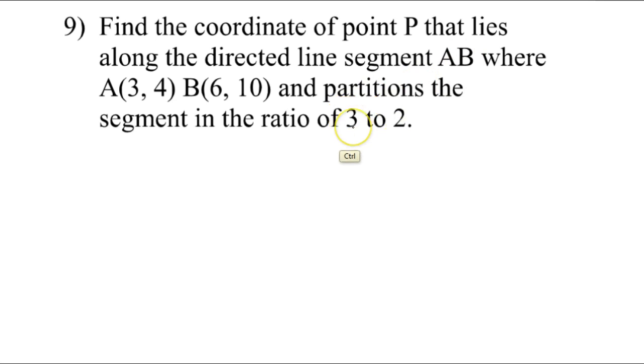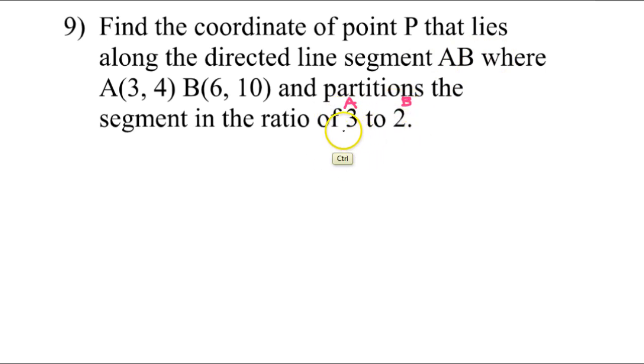So that matters because when we talk about the ratio of 3 to 2, the 3 is associated with the A and the 2 is associated with the B. If this had said BA, then the 3 would have been for the B and the 2 would have been for the A. But it's AB, so I have 3 to 2 is A to B.